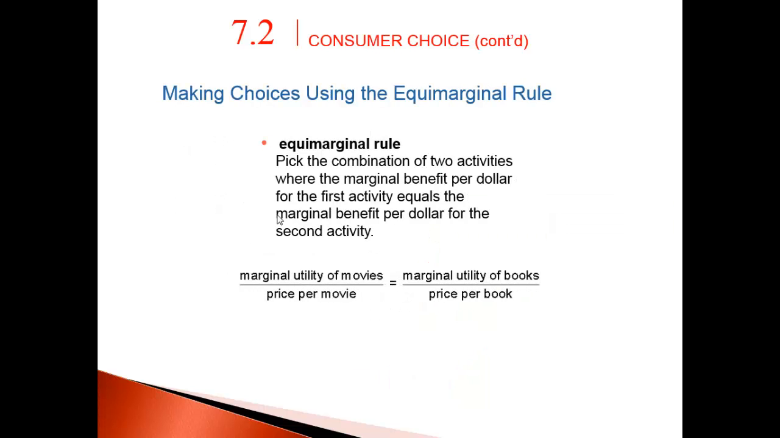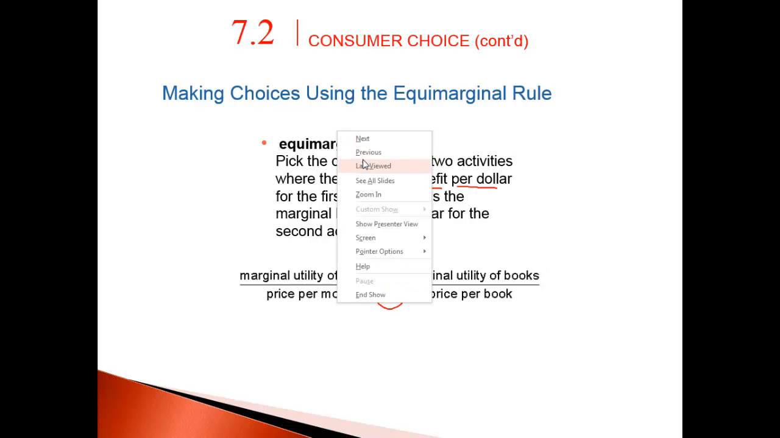Alright, making choices using the equal marginal rule. Now this will be on your exam, and we're going to go through it real quickly. The equal marginal rule is you're going to always pick the combination of 2 activities where marginal benefit per dollar of the first activity equals the second. So what does that mean?